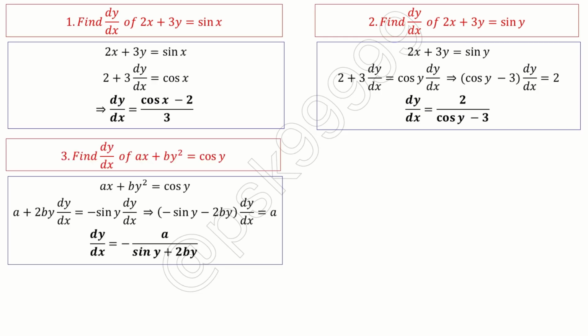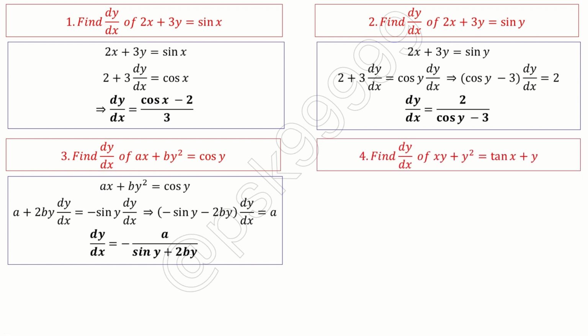Ax plus by square equal to cos y. If you differentiate, ax gives a, by square is nothing but 2by into dy by dx, equal to minus sin y into dy by dx. If I take all dy by dx terms one side, I'll get dy by dx equal to minus a by sin y plus 2by.